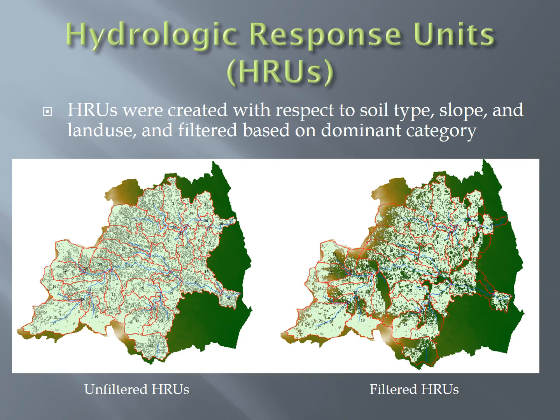And once we got the watershed created using the DEM, we introduced the soil data and the land use data to the model, and the model, using soil, slope and land use data, created the HRUs. HRU is a hydrologic response unit, and each HRU has a unique soil type, slope type and land use type. But that provides a lot of HRUs. It will be very difficult to analyze. So that is the reason we filtered using the dominant category option for the model. That way it created fewer HRUs.